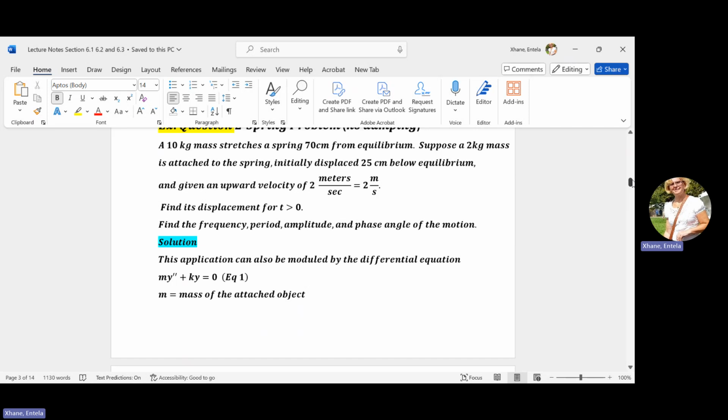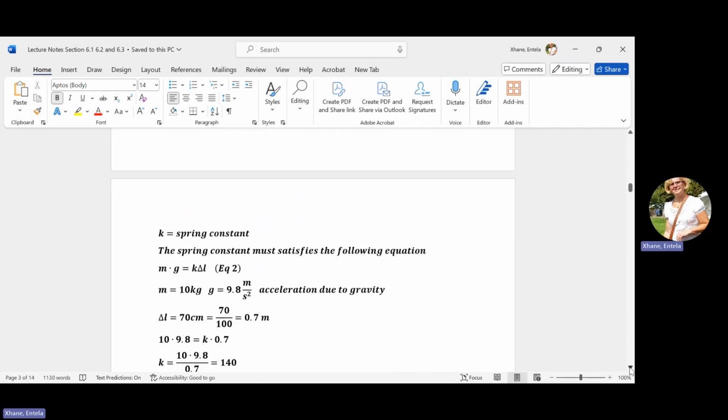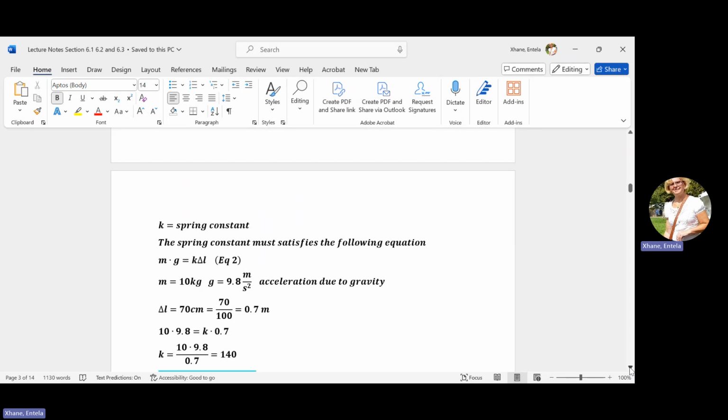So this application can also be modeled by a differential equation of the form m y double prime plus ky equals 0. You can use u. I don't know why I'm using y, but that's okay. It's still the same thing. We know that m stands for the mass and k for the spring constant. The spring constant must satisfy the following equation, which is Hooke's law. The W, the weight, equals k times the difference of the length of the spring, or delta L. And then the weight is computed by the product of the acceleration due to gravity times the mass.